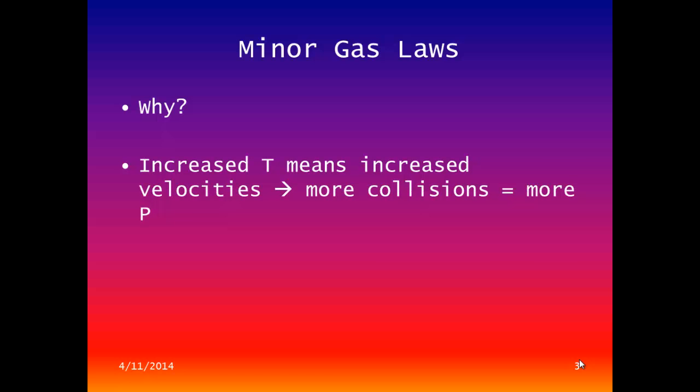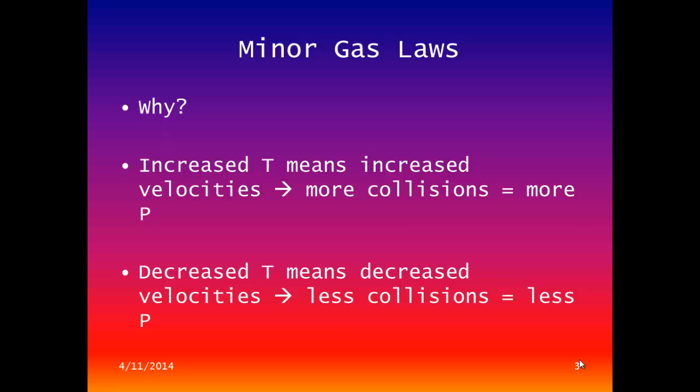You can also look at this the opposite way. If you increase the temperature, you would increase the velocities or the speeds of the molecules. That would give you more collisions, which would be more pressure. And of course, you could say the opposite as well. Decreased temperature means decreased velocities, which means less collisions, which means less pressure.